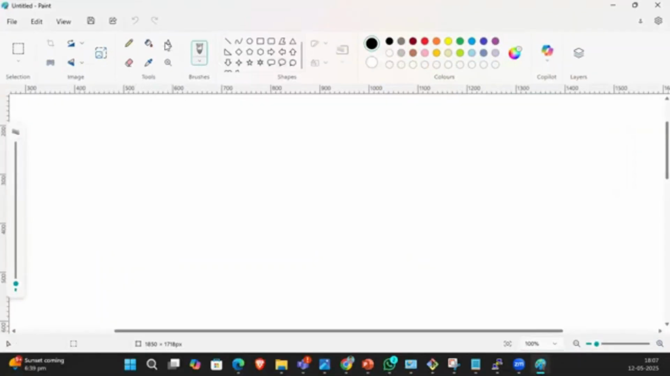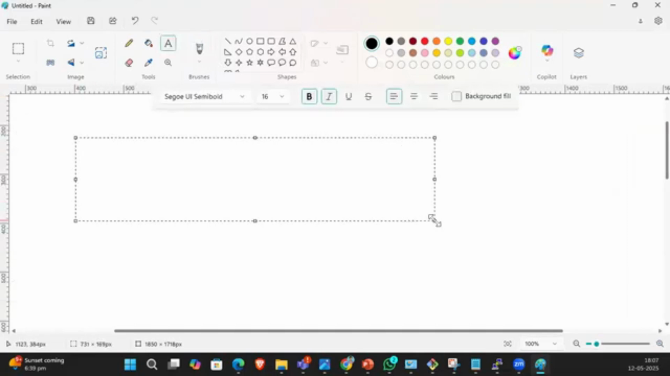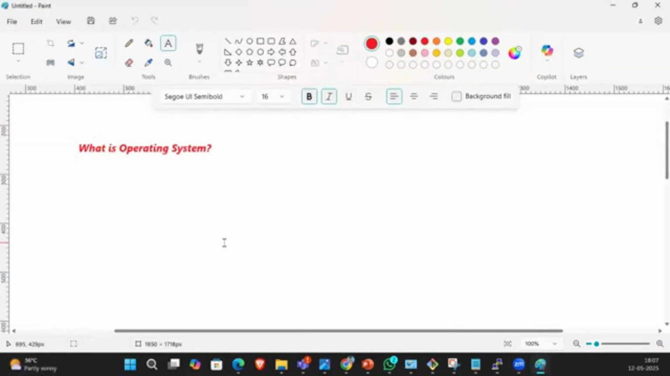Before going into the discussion, first of all, what is an operating system? Does anyone know what an operating system is? Speak out, guys. It is an interface between the user and computer hardware. Very good.